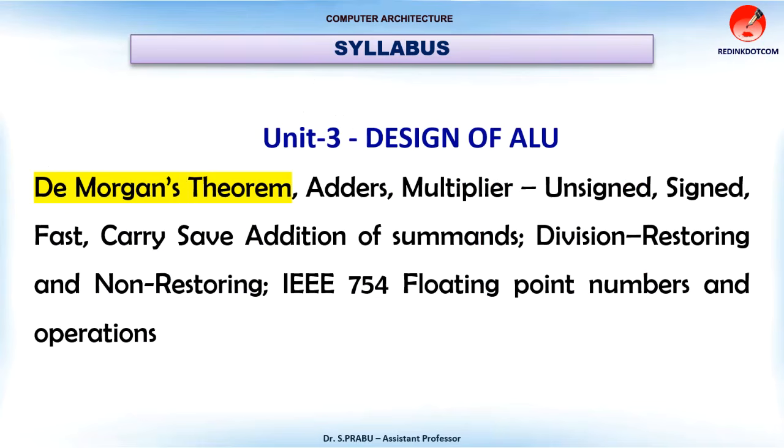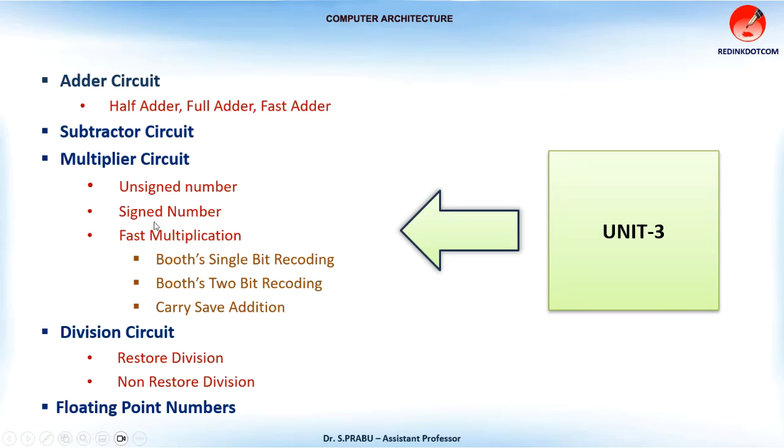This De Morgan's theorem and Boolean algebra can be helpful for designing electronic circuits, particularly in computer architecture. They are helpful to design adders, multipliers and some other circuits present in the arithmetic and logic unit. Let's move to the next topic called adders. I categorize the different circuits in Unit 3 in this way. The first circuit is the adder circuit, in which we are going to see what a half adder, full adder and fast adder are.